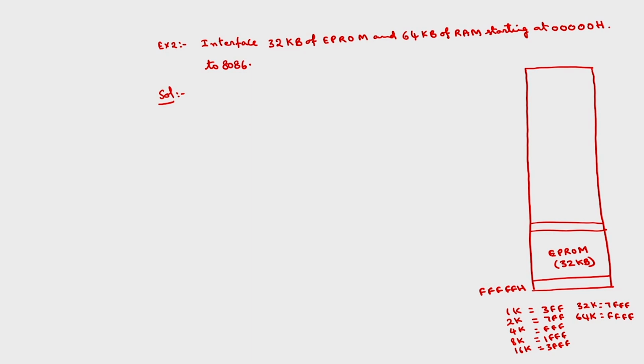So if the ending address is FFFFFH, this is 32 kilobytes. To get the starting address, you have to subtract 7FFF. So what will it be if you subtract 7FFFH from FFFFFH? It is F8000H. And the RAM, it is given that you have to connect at the starting of this total 1 megabyte of memory.